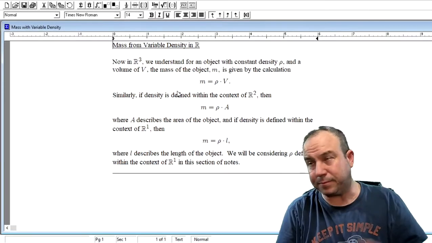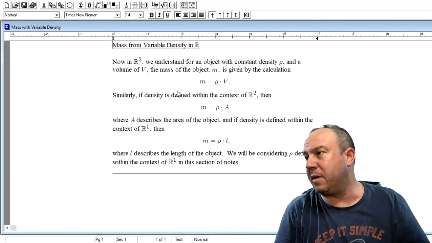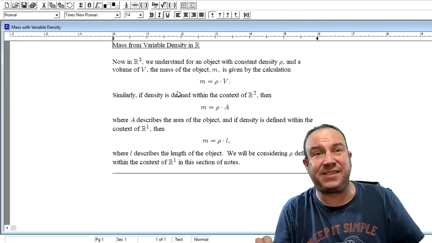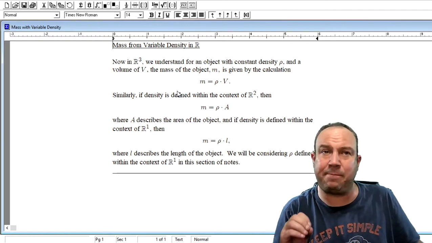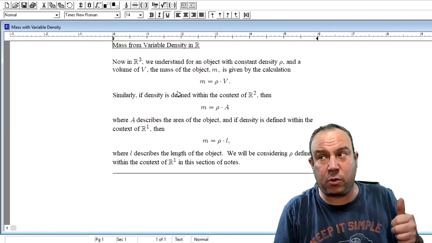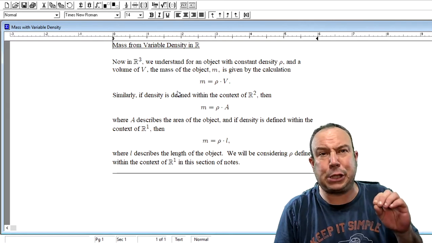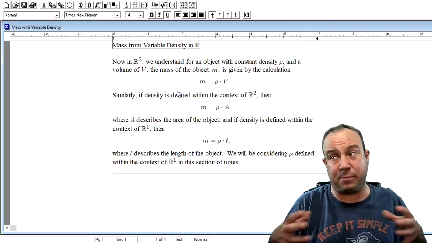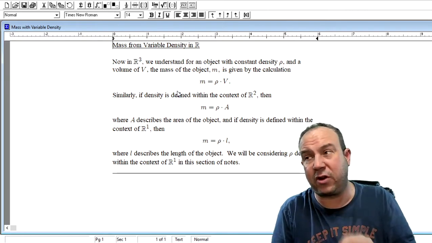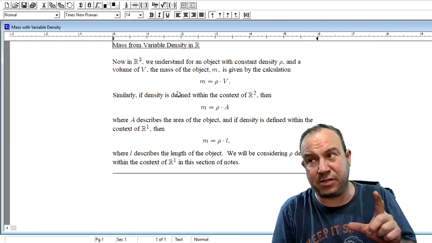I do give you the formulas and the proof, and these are rather fundamental cases, so I'm going to present a couple of them to you. The first one here is the case for mass from variable density in one dimension. We're not going to look at mass in higher dimensions quite yet, at least not with variable density over that higher-dimensional space. We're going to look at just mass with variable density in a one-dimensional system.